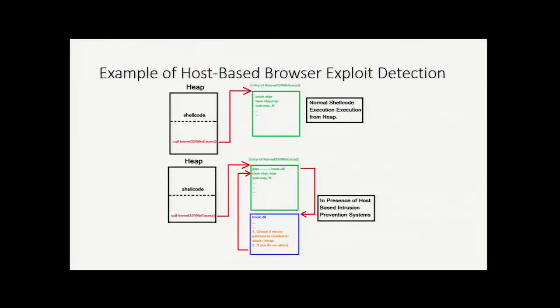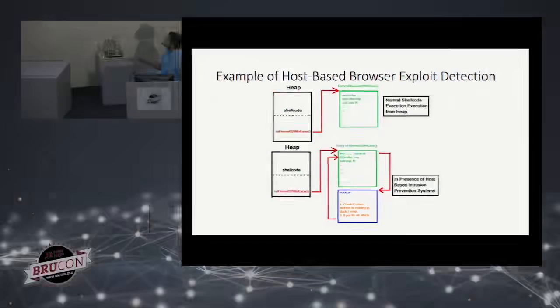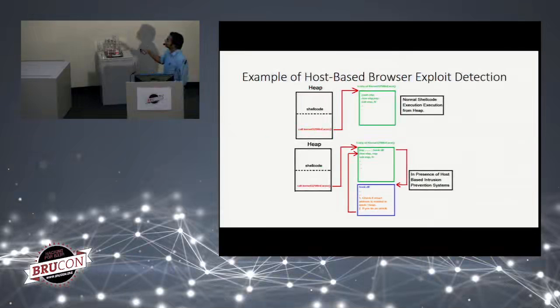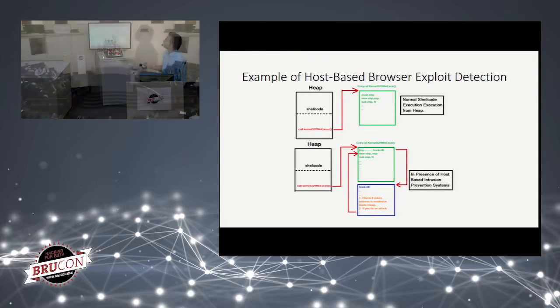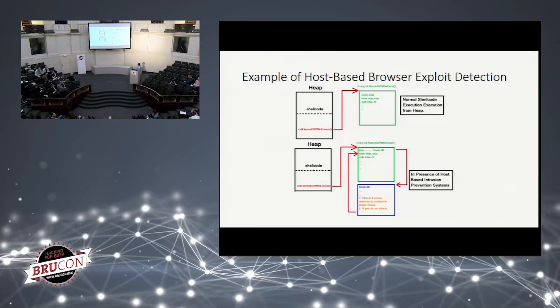As you can see, this is the heap. The diagram above shows the normal shellcode execution scenario in any browser. Suppose the shellcode that the attacker wants to execute is in the heap, and the shellcode is calling kernel32 WinExec. In a normal scenario, the call to WinExec goes directly to kernel32.dll and it executes that code. But when the host-based intrusion detection system is in place, whenever the shellcode calls kernel32 WinExec, it goes to the address of kernel32 WinExec.